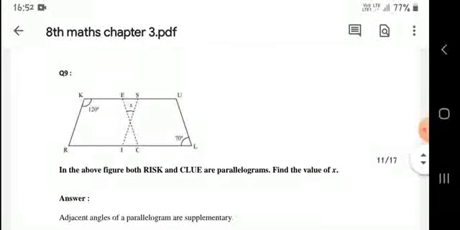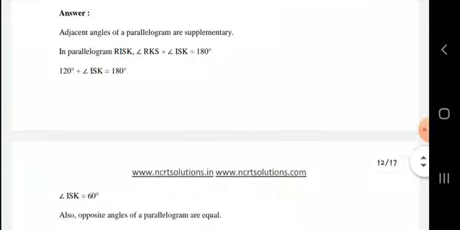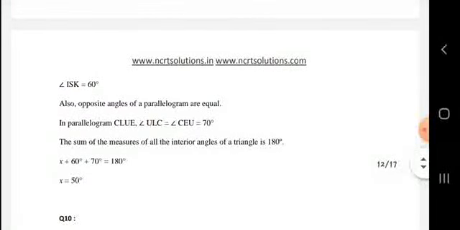Next, here they have given RISK as a parallelogram, and let us find the value of x. So adjacent angles of a parallelogram are supplementary. So therefore in parallelogram RISK, angle RKS plus angle ISK is equal to 180 degrees. So therefore 120 degrees plus angle ISK is equal to 180 degrees. So therefore angle ISK is equal to 60 degrees.